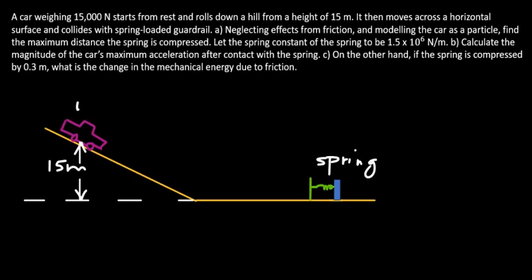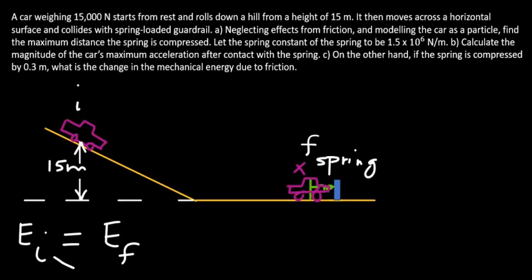Initially, the car is here, and the final state is when the car has compressed the spring by a certain amount. Let's call it x. Using the principle of conservation of energy, the mechanical energy at the initial state must be the same as the mechanical energy at the final state, when talking about the total mechanical energy.